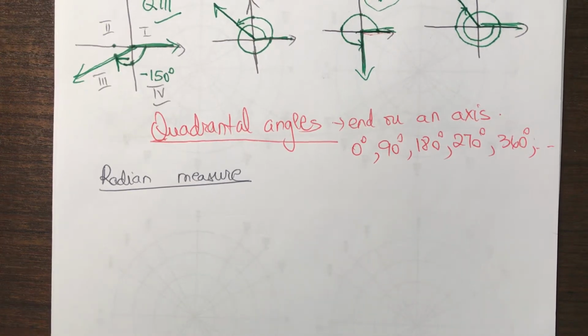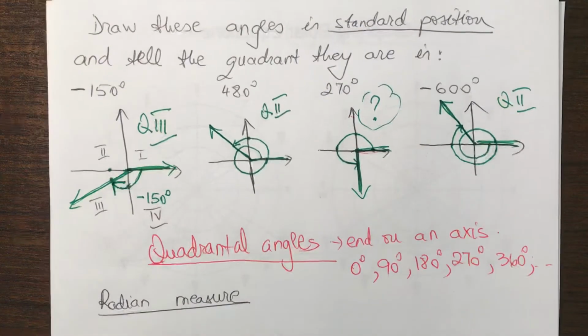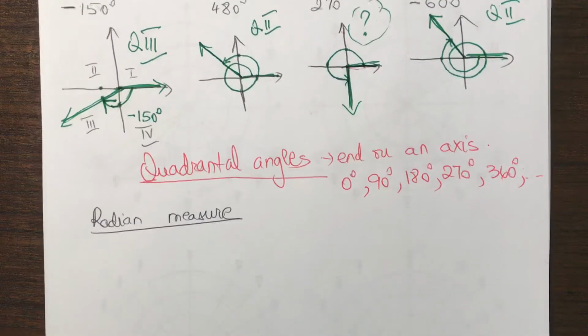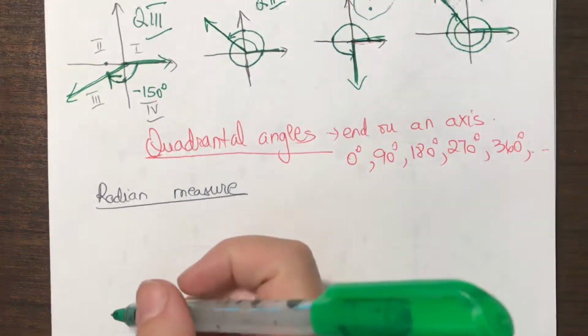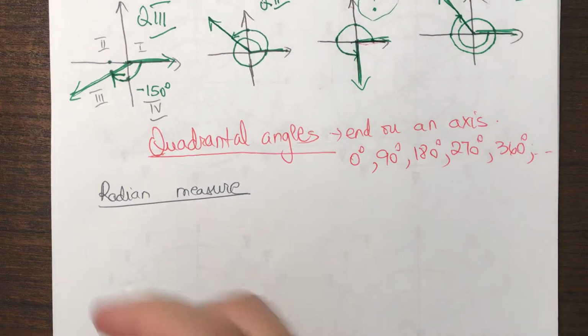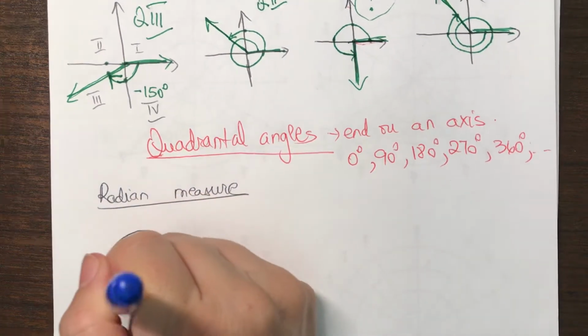Here it is, radian measure. So we have a second way of measuring angles. It doesn't have to always be in degrees, even though that's the preferred way, definitely, to measure angles. So here it is. I'm going to draw a circle. So we can use radian measure.